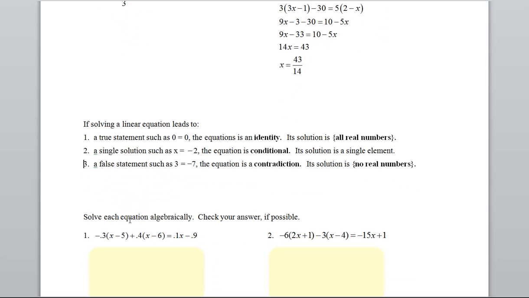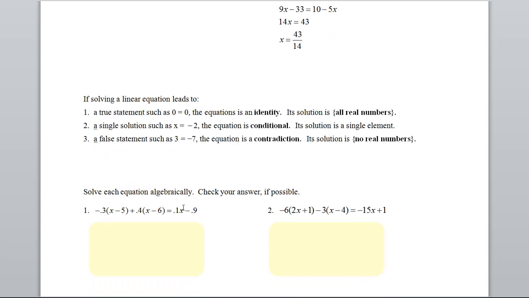So in this next part we're going to solve each of the following algebraically. Check your answer if possible. So I'm going to multiply through by -0.3 here and a positive 0.4 here. So if I do that, this will give me a -0.3x plus 1.5. And on this one, I'll have a plus 0.4x minus 2.4. So let's see if that's what I've got.